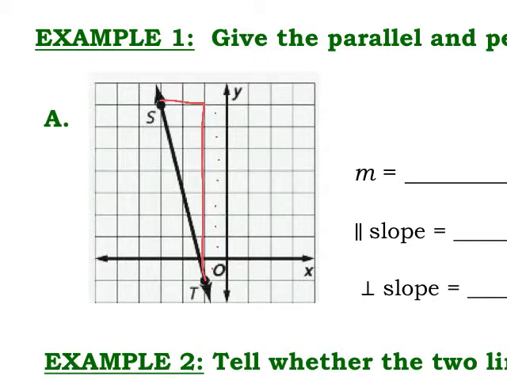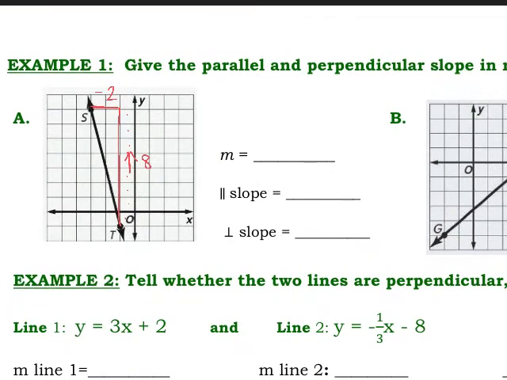Going up 8, is that a positive or negative direction? Positive. Positive direction. Then we're going to go to the left. How many units? 2. Is that a positive or negative direction? Negative. Negative, good. So when I write my slope, what number goes first? 8. The 8. So I'm going to write 8 over 2, and that's a negative slope.